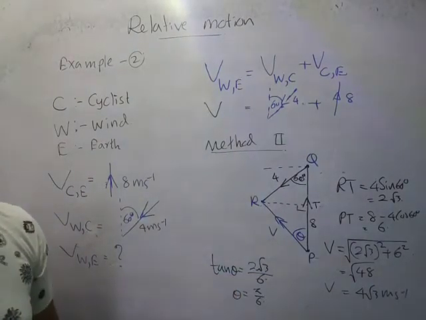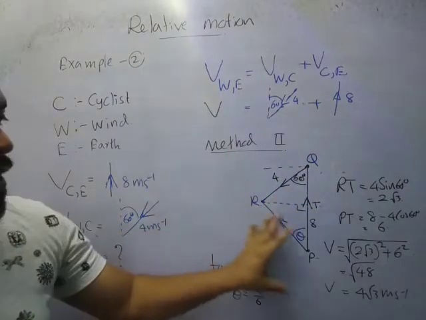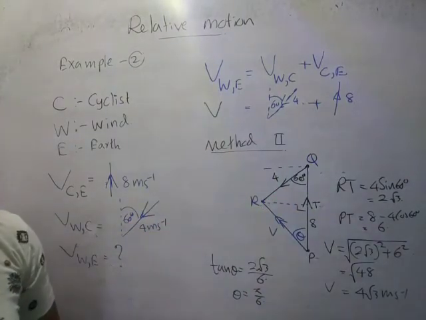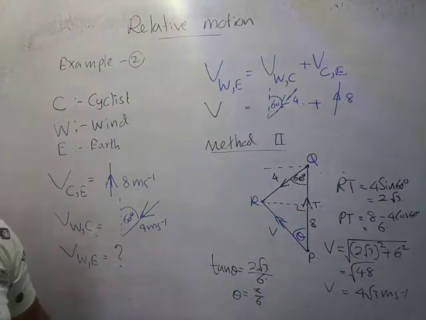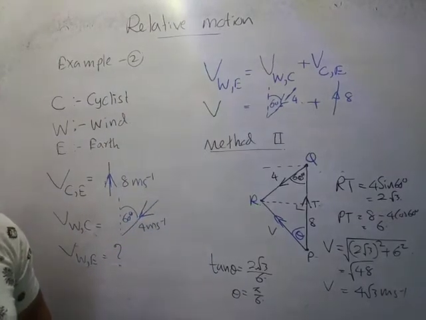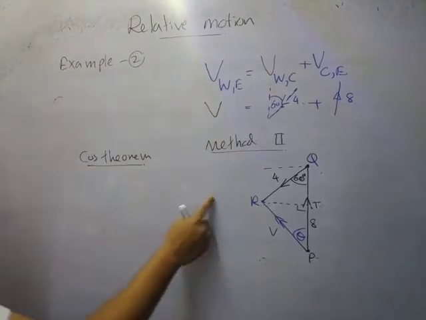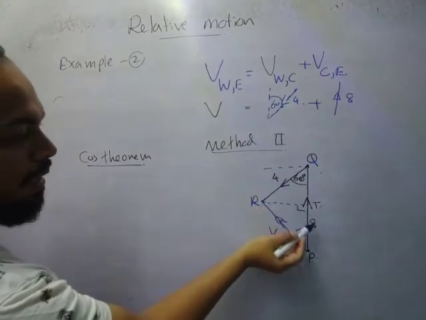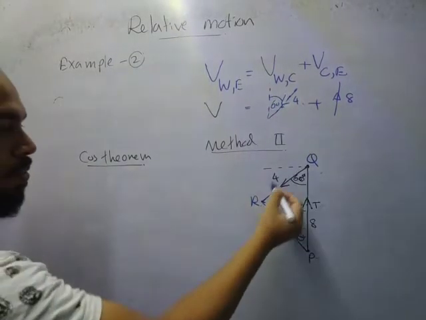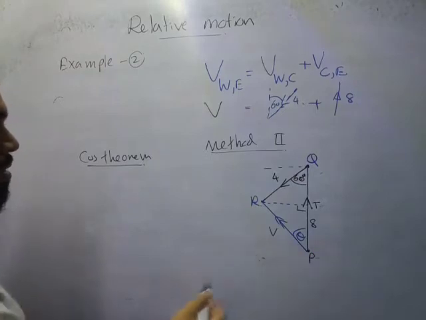Another method is, after drawing this triangle, we can use the cos theorem, right? Cos theorem to get the answers. Let me show you how to do that one as well. Right, so cos theorem, we know these two sides and we know the angle, so we can apply the cos theorem for this triangle.